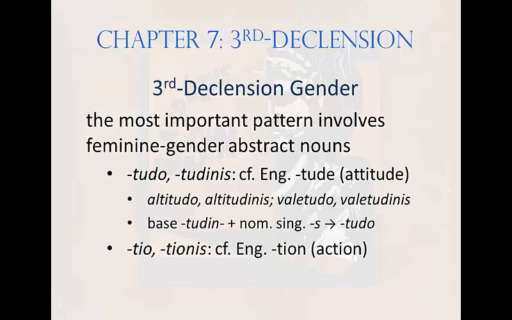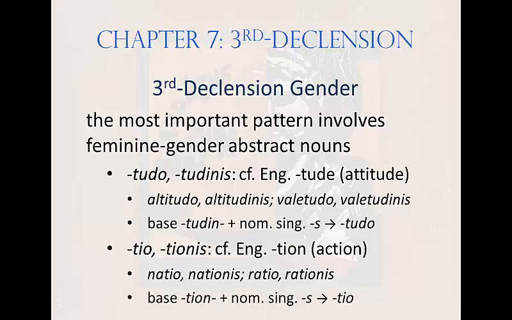The final pattern, and perhaps the most important one, is tionis, which gives English its many Latin derivatives ending in shun, such as action. Here are 2 examples of that category: natio nationis, meaning nation, and ratio rationis, meaning reason. Here the base tion, when added to the nominative singular s, produces tio in the nominative singular. All 4 types of abstract noun here are third declension and feminine in gender.